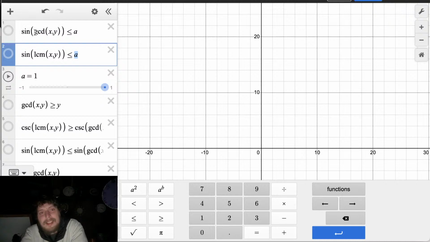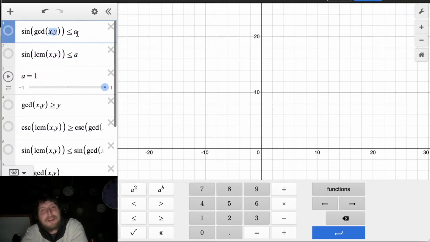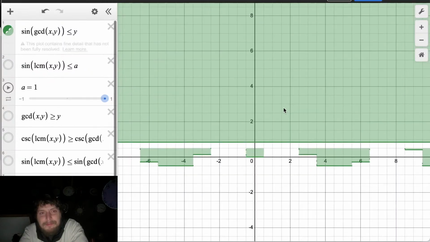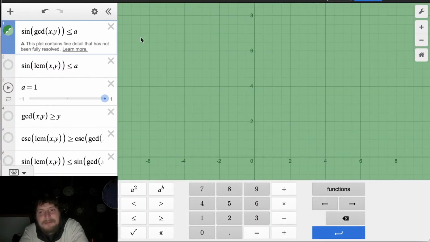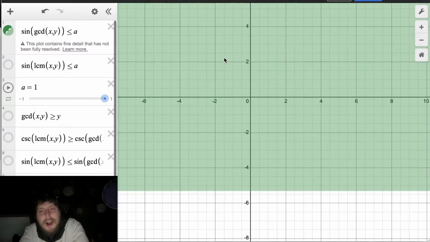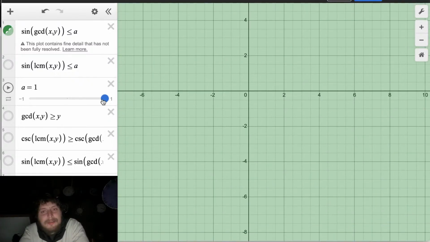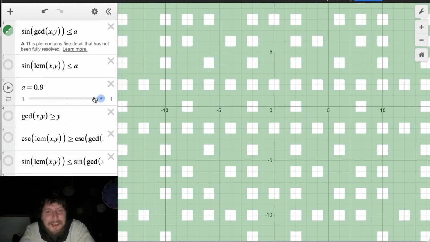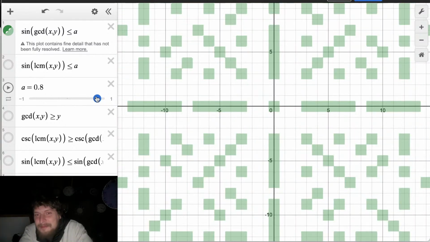This one is sine of the greatest common denominator of x and y is less than or equal to a. First, let's just see what happens when I make it less than or equal to y. Not that crazy. But how about a? Here at 1, it looks all blotted out. But as I go backward, it deletes these squares in an interesting pattern. You know, look.